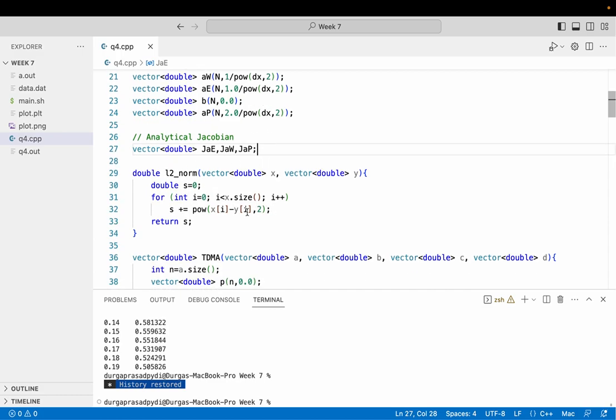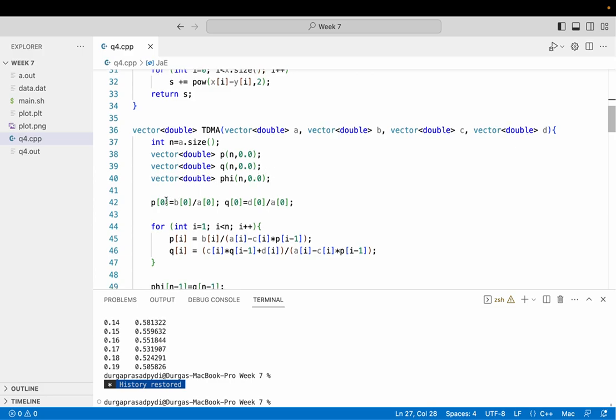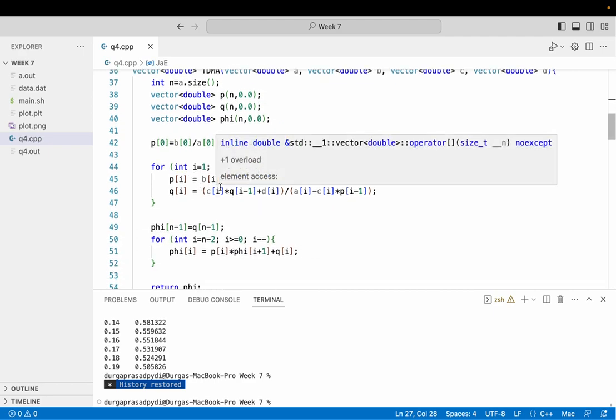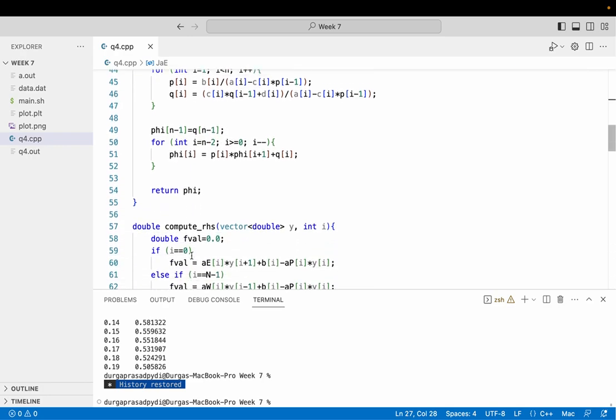This function is just to calculate the norm. The TDMA algorithm is again straightforward. So we have this PQ, and phi is your final solution. So you have P0, Q0 defined, and then you iterate to get the values of Pi, Qi. And once the iteration is done, you take the last value to be equal to Q, and then we just iterate from last cell to the first cell to get all the values of Phi.